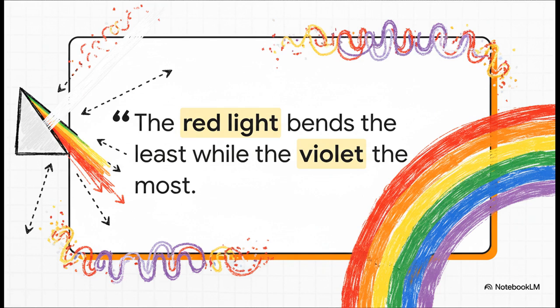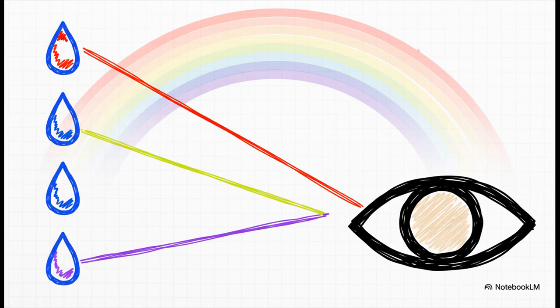This small difference in the bending angle of each color is the entire secret behind the rainbow's structure. So because each color comes out of the raindrop at a slightly different angle, your eye actually sees different colors coming from different raindrops. The red light that reaches your eye is coming from raindrops that are higher in the sky. The violet light, which bends the most, comes from raindrops that are lower down. And all the other colors, orange, yellow, green, they all come from drops that are in between. Together, all these colors from millions of drops form that perfect arc of color.